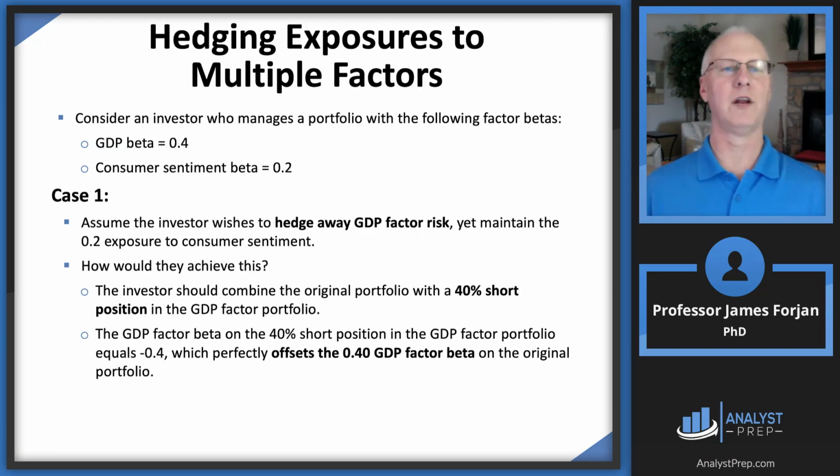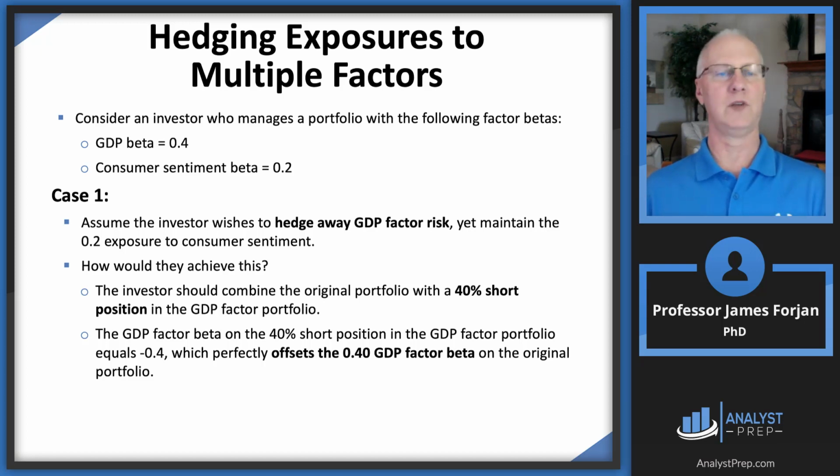All right, let's talk about hedging here. Let's suppose that we have a portfolio manager who has the following factor betas. GDP beta is 0.4, consumer sentiment beta is 0.2. And this portfolio manager or investor wants to hedge the GDP factor risk. Get rid of the sensitivity to GDP, which means that he or she wants his portfolio to be unaffected when there are surprises in the growth of the economy. However, we want to still maintain the exposure to consumer sentiment. How would we do this?